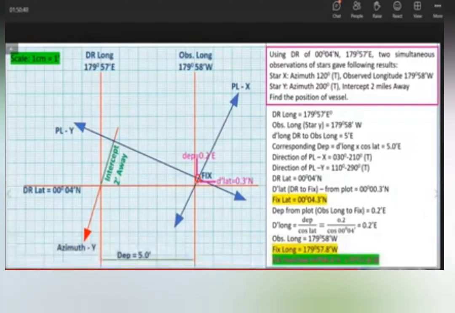So we have the plot made now. Let me know any doubts coming in, beta.